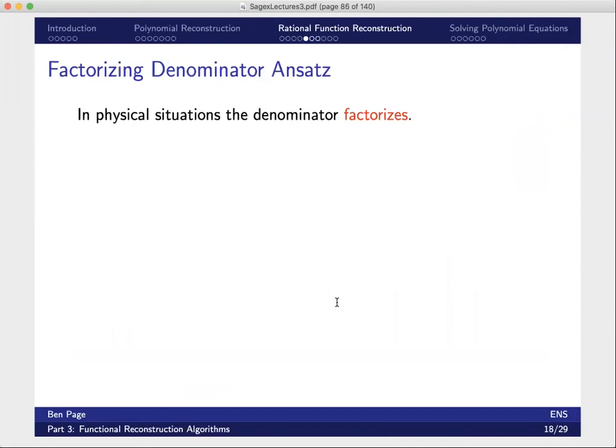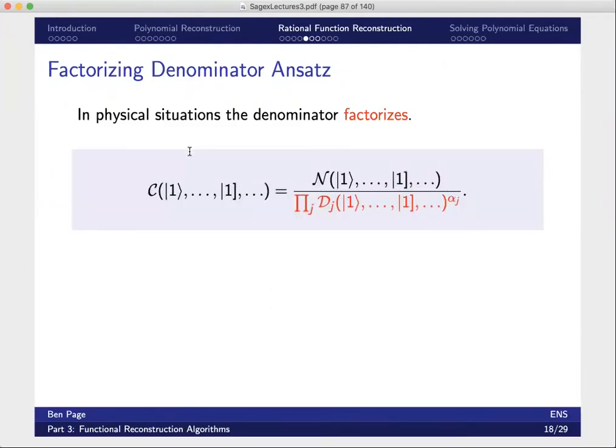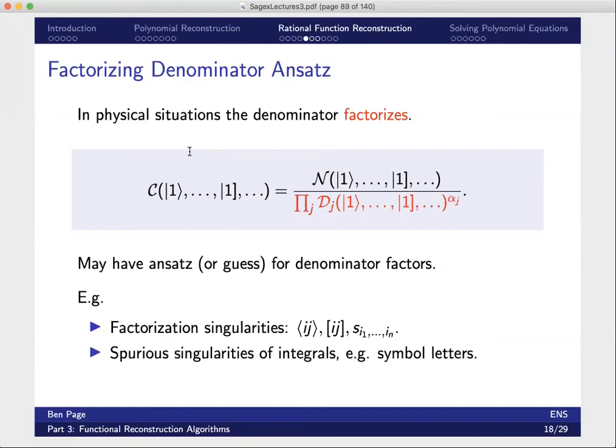So now we're going to go on to the first application of this algorithm, which will allow us to determine the denominator of a rational function in a situation where you have an ansatz for other factors. So we know that in physical situations, the denominator very often does factorize, right? We've seen in the project that our denominator is not some arbitrary polynomial of the spinors, but a product of interesting functions. And so maybe before you start playing your ansatzing games, you have some guess for the denominator factors or some well-motivated ansatz.